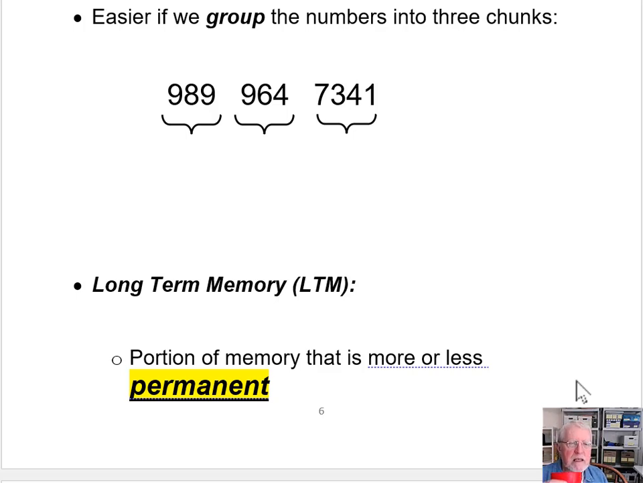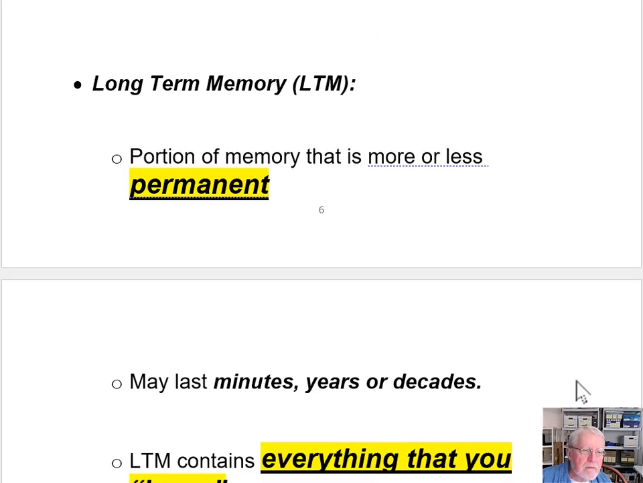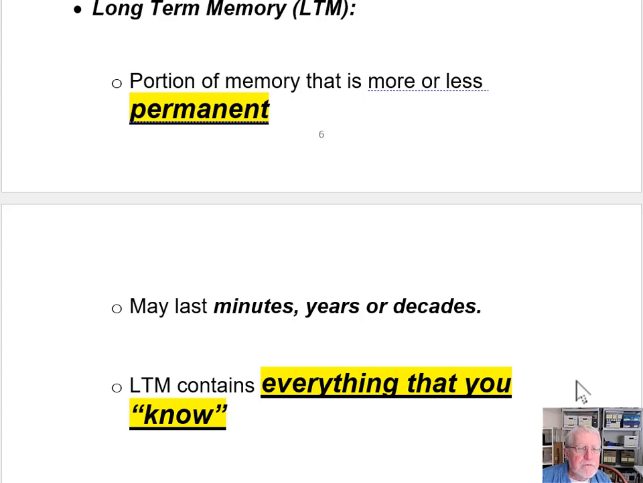Long-term memory, or LTM. Definition for long-term memory: it's that portion of memory that is more or less permanent. If you successfully get information into long-term memory, it may be permanent information. You may be able to retrieve that information hours from now, days from now, even years from now. Yes, that's my next note. If you successfully get information into long-term memory, it may last minutes, years, or even decades.